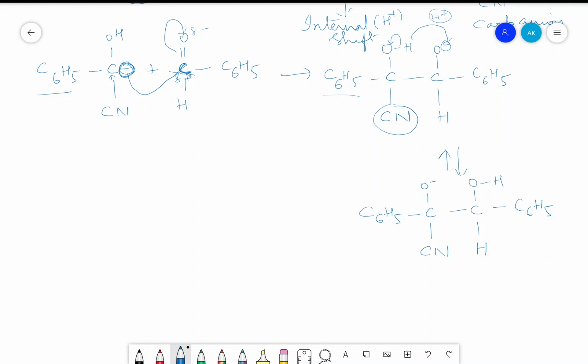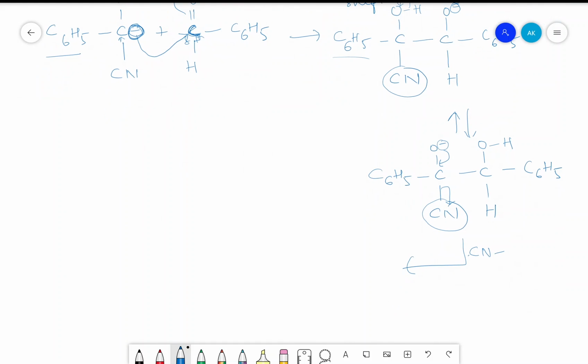The final step is removal of the cyanide ion. Removal of the cyanide ion is due to the shift of this negative charge towards this bond, so that CN will be removed along with the bond here as CN minus. So it is represented as CN minus is removed. So what is now our product? C6H5 as it is.